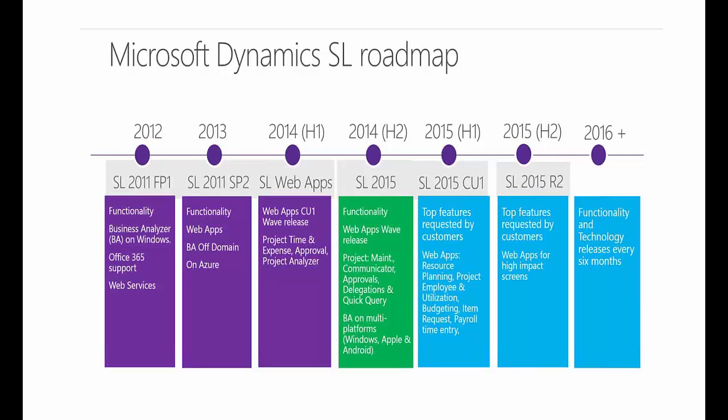Now with 2015, this green space here, they've added the ability to add projects under project maintenance, communicator, approvals, delegations, and the ability to do quick queries from the web apps, which is nice. They also added the ability to run Business Analyzer on multiple platforms. You can actually run that now on your smartphone from an iPad, from a lot of different platforms. There's actually an app for Business Analyzer that you can actually download too. And then the first blue box is CU1. That's the release we're at right now.